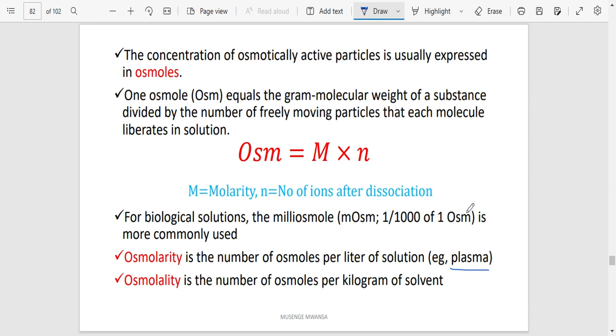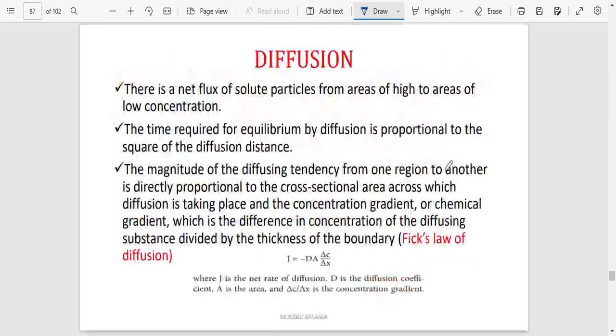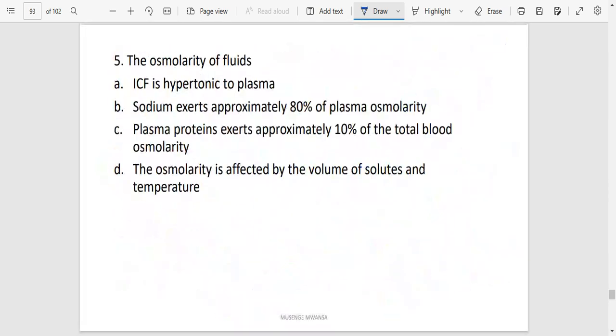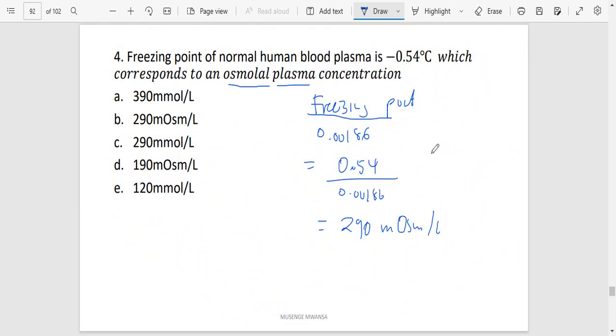Now, basically, when you're talking about milliosmol per kg and milliosmol per liter, it is the same thing. Why is it the same thing? That is because the density of the solvent in which you are dissolving, that is water, is 1 kg per liter. So whether you use a liter or a kg, it is basically the same answer in this case for plasma. So then what will be the answer? Is it this one or this one? We need to take note of the unit also. So it is 290 milliosmol per liter.